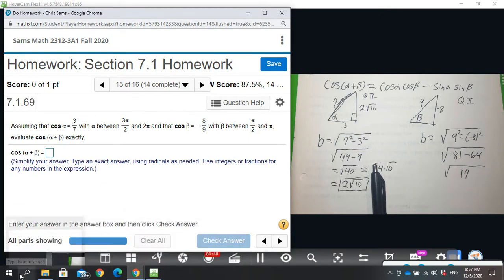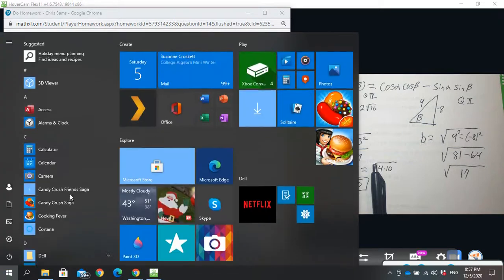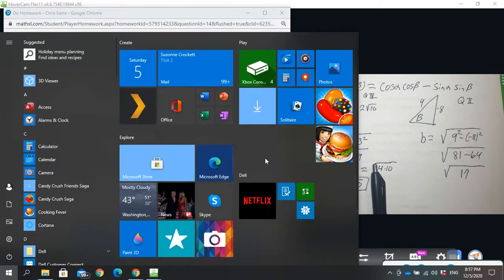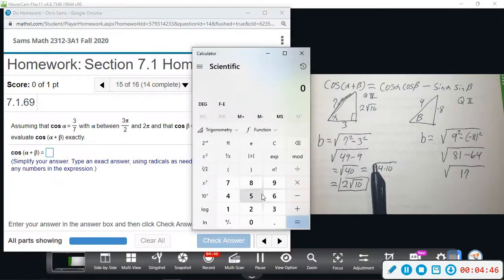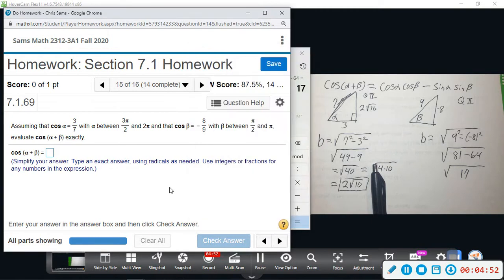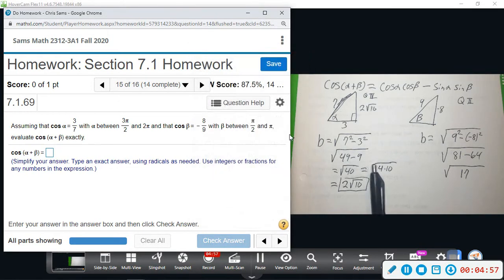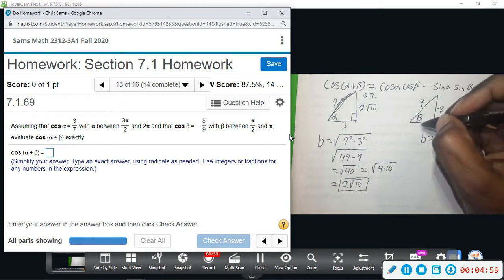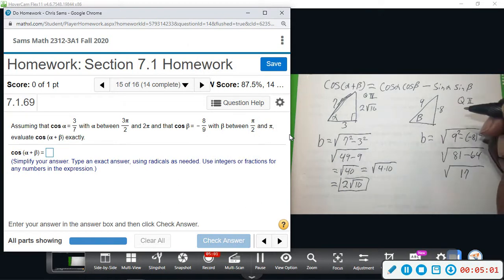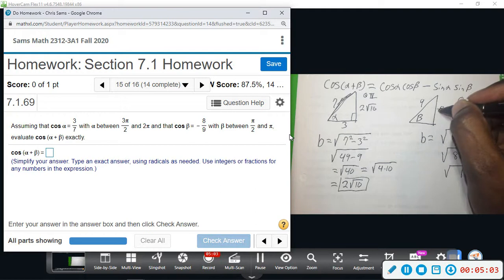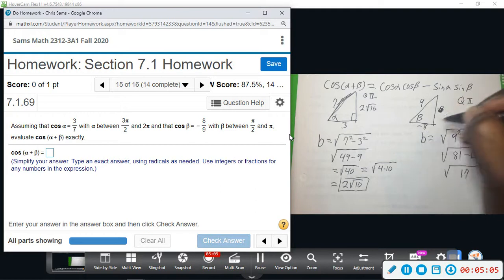Where's my little calculator at? Should be 17, 81 minus 64. Yeah, okay. So we get 17, and 17 is a prime number, so that one will not reduce. So I don't know why I wrote that up there. It should be down here, negative 8 adjacent. This is the square root of 17.